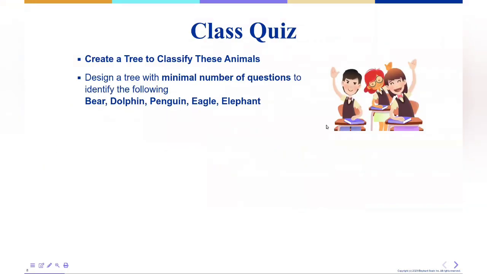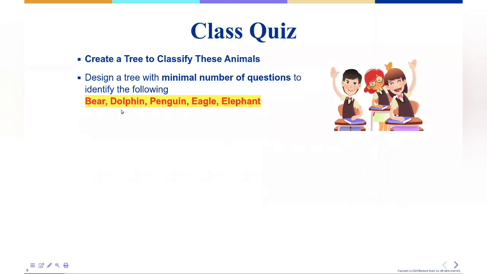So one of the things I always ask is, I'll give the example here, imagine I need to separate these animals. Come up with a decision tree with the minimal number of questions. Can you think about this for a second? What kind of question will you ask to separate these animals? Go ahead and type in the chat window, please.